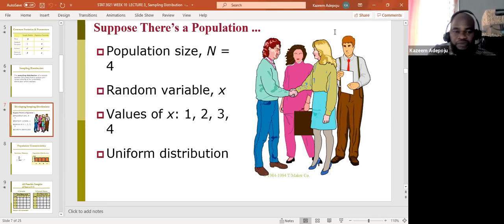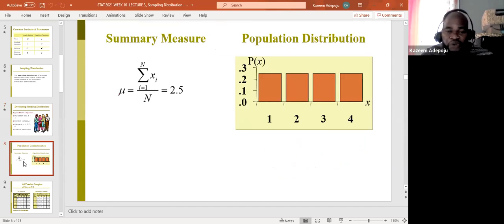In my demonstration, I will first start by looking at the distribution of the population. I told you the other time, if I have 4 people in this population, of course, they're going to be uniformly distributed. And the probability of choosing any one of them is actually going to be 1/4.